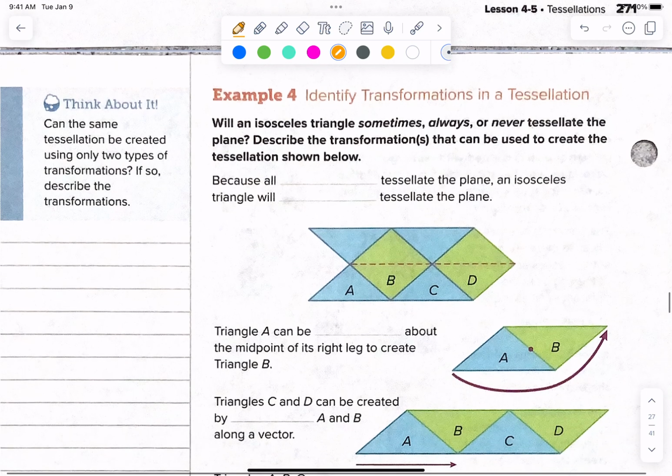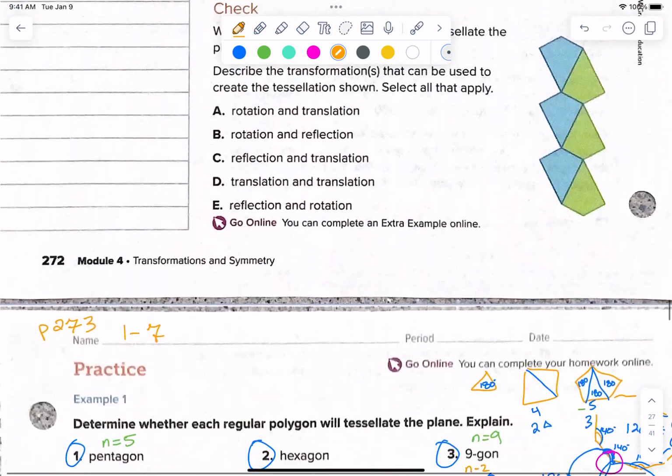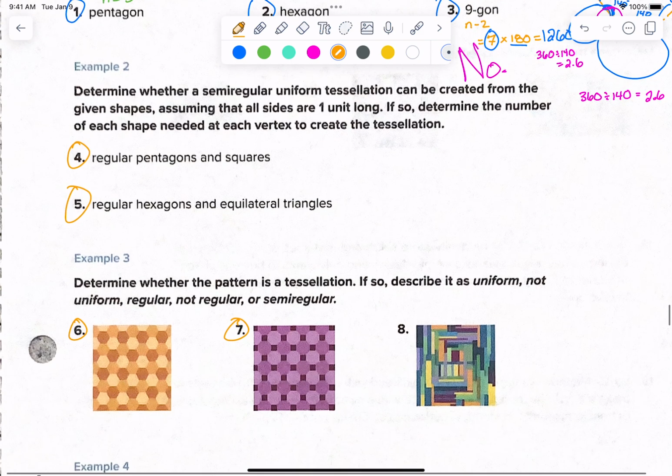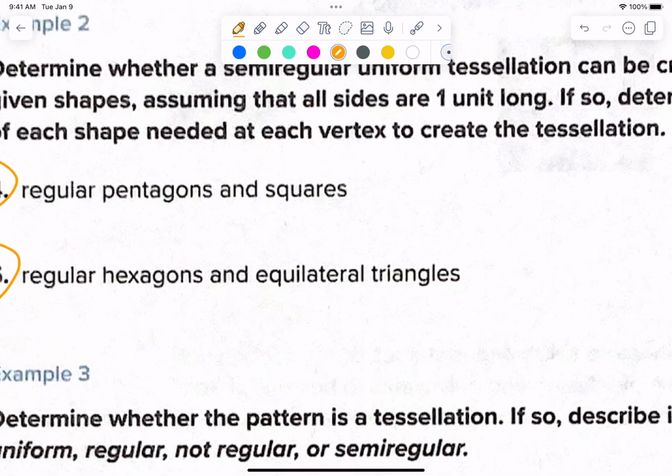Good. All right, we're going to skip example 4. Do 1 through 7 for homework. That's it. I think we did number 4 together just to get you a start on number 4. Do you want to see that one? Can we? Yeah? Pentagons and squares.